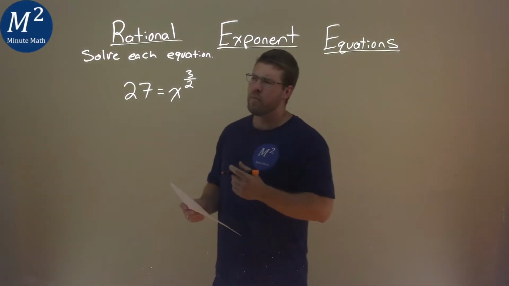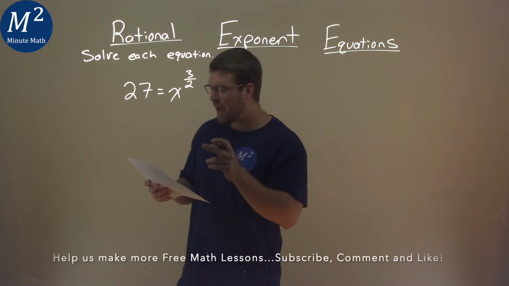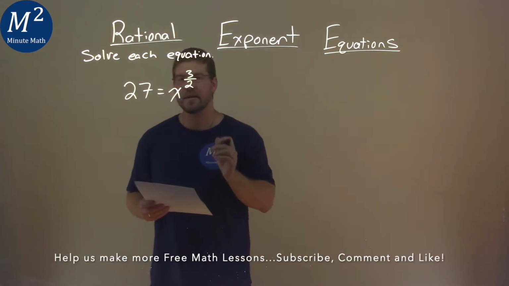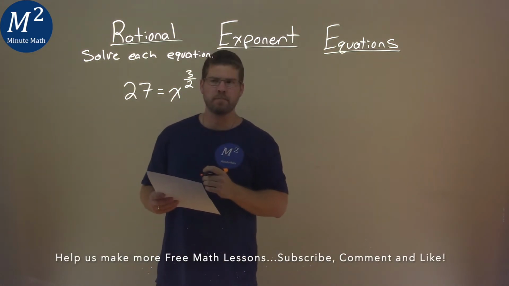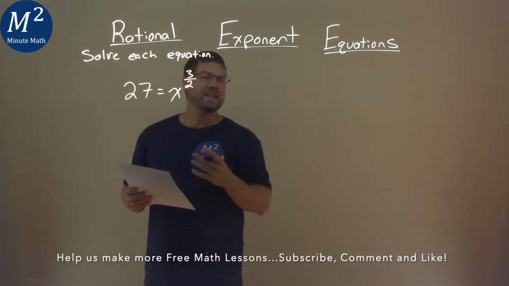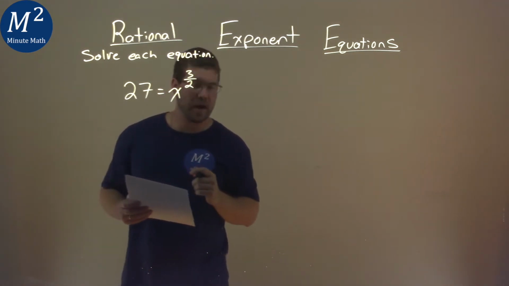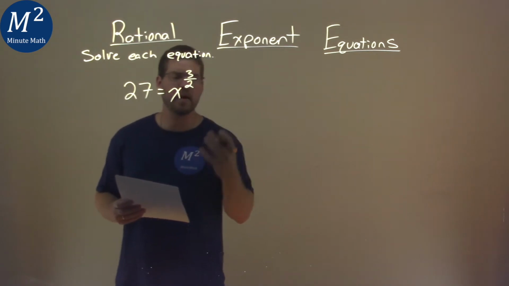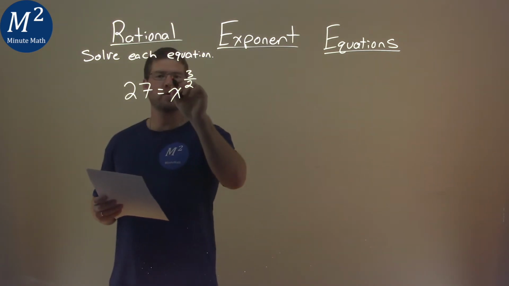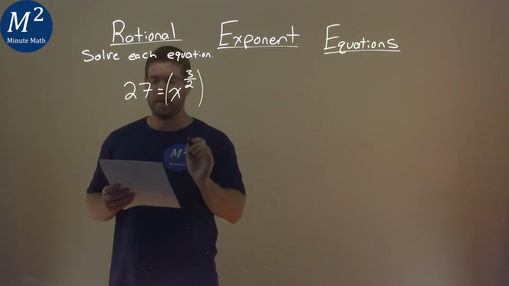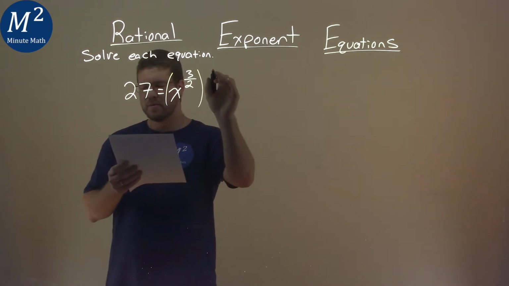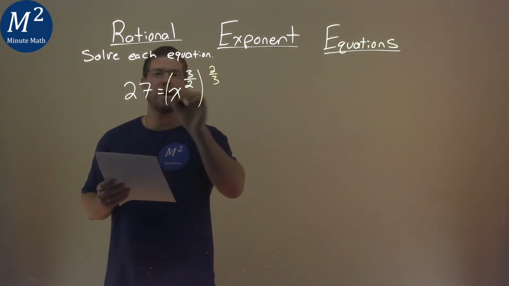We're given this problem right here, 27 equals x to the 3/2 power, and we've got to solve this equation. Well, first thing I like to do here is I notice we have x to the 3/2 power. We want to get rid of that, get x by itself. So I'm going to use my rules here, and I'm going to take both sides and raise them to the 2/3 power.